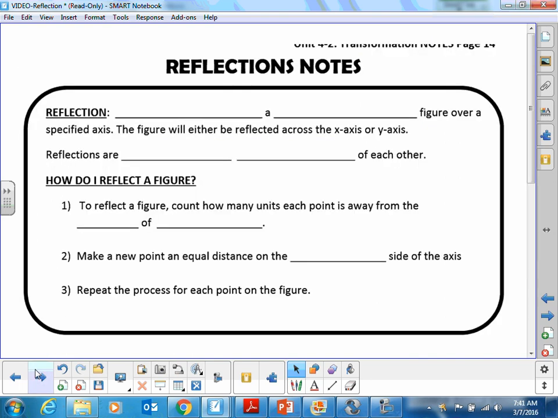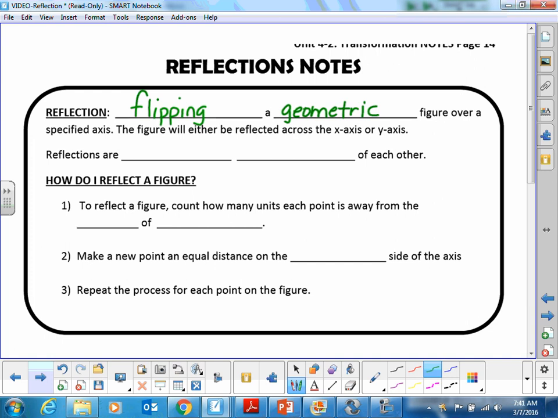Okay, break out your notes. We are going to get through this quickly. A reflection is simply, as we just said, flipping a geometric figure over a specified axis. Remember, there's only two axes. There's the x-axis, which is horizontal, and the y-axis, which is vertical. So this is x and this is y. The figure will either be reflected across the x or the y. Remember, we just went over that.